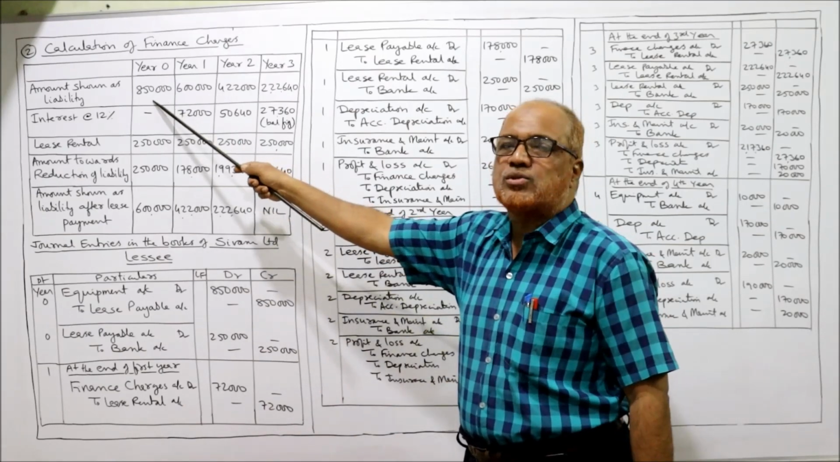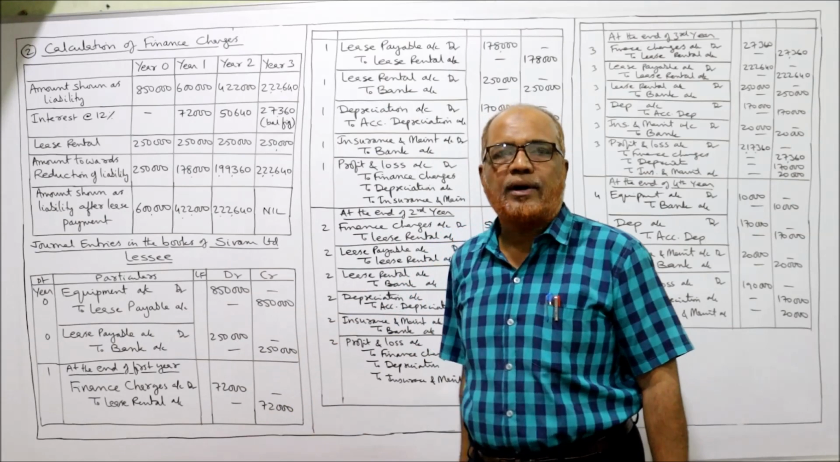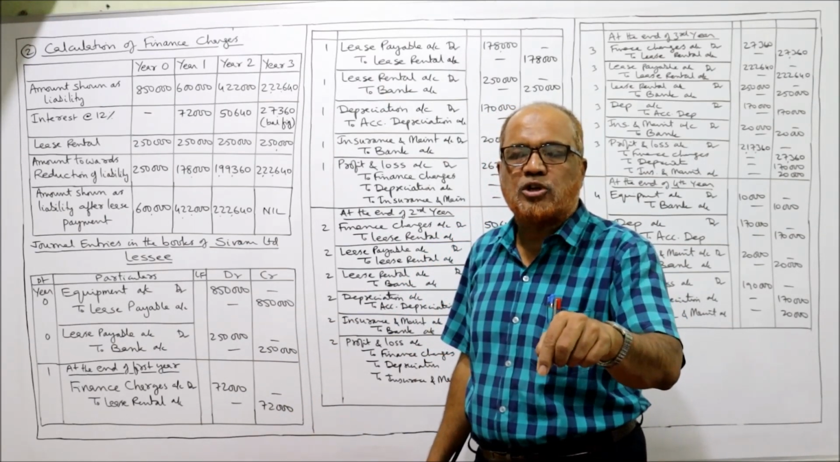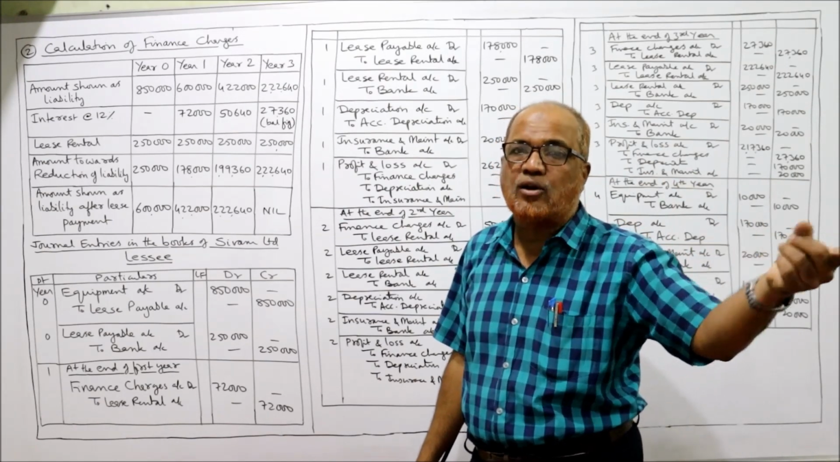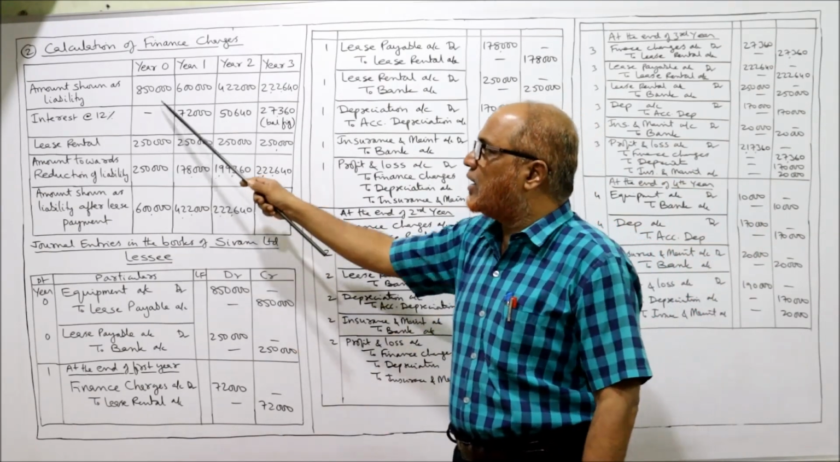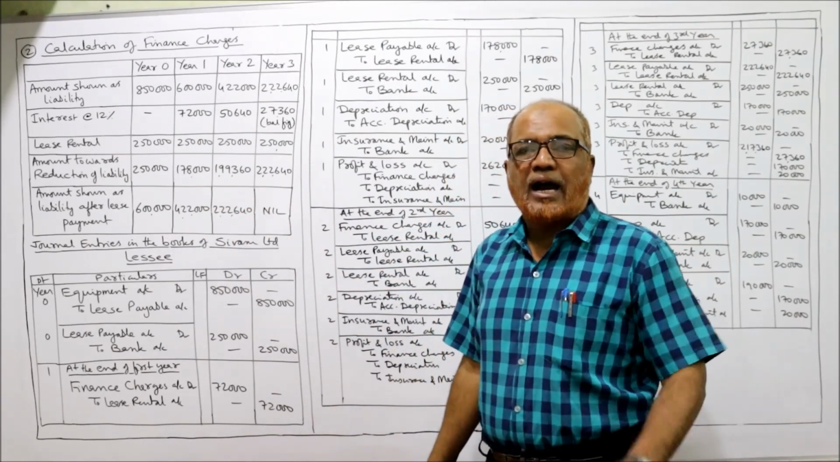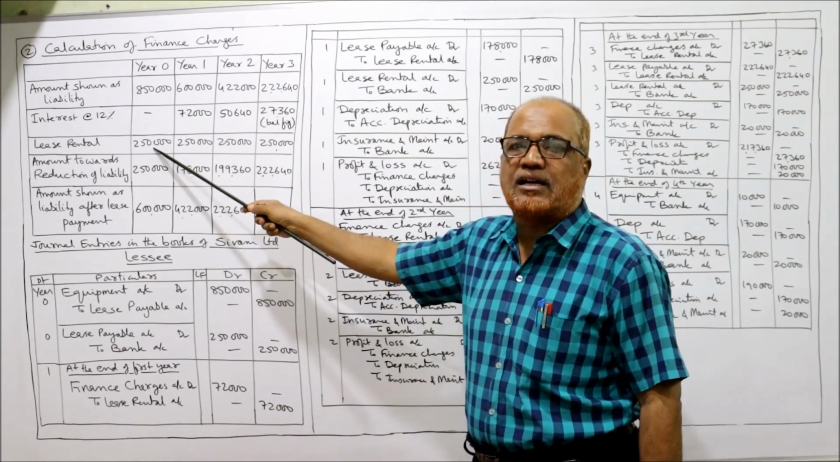So 8,50,000 is the fair value of the asset. Now interest 12%, but no interest in 0 year. 0 year means at the inception of the lease there is no interest. Interest will arise at the end of the first year, at the end of the second year, like that. So 0 year, no interest. Lease rental paid 2,50,000, to be paid in advance. So 0 year, 2,50,000 lease rental paid.